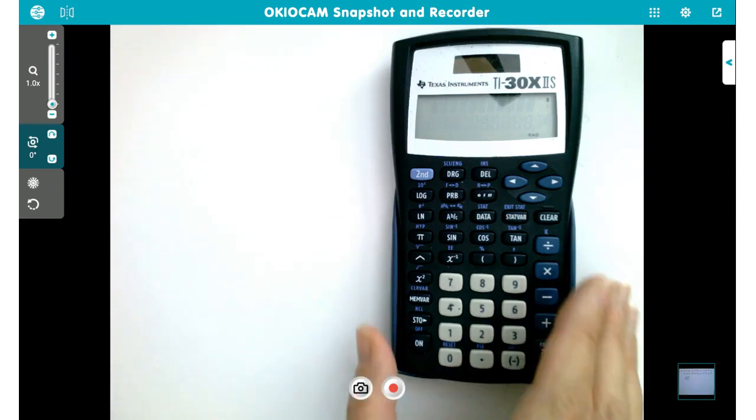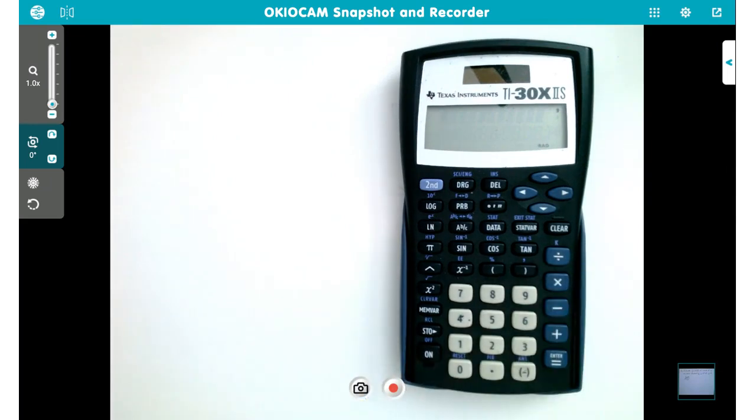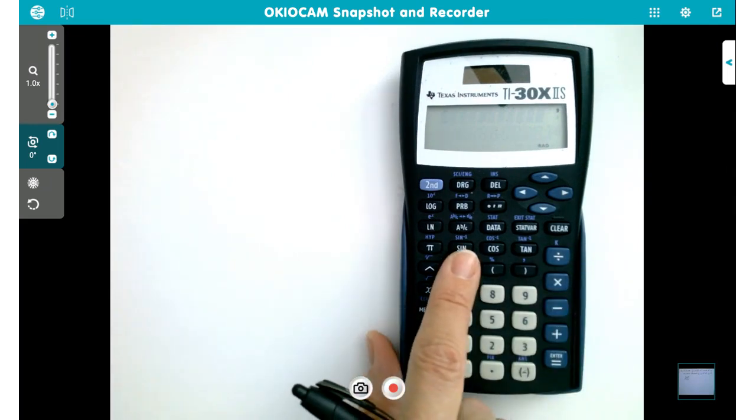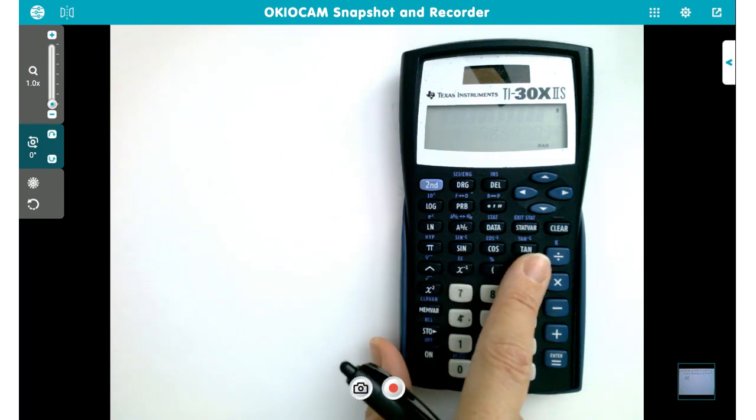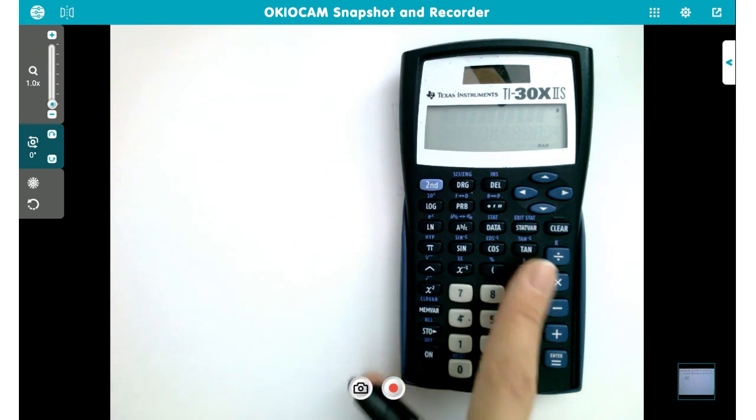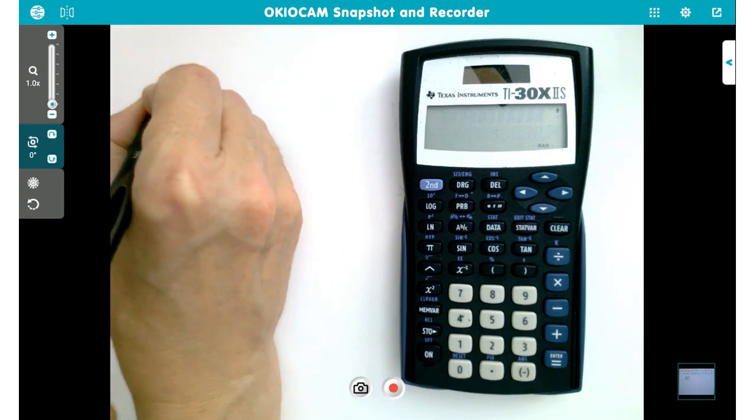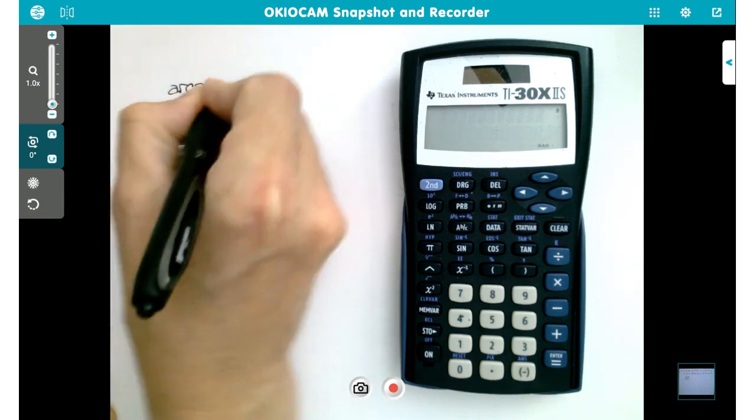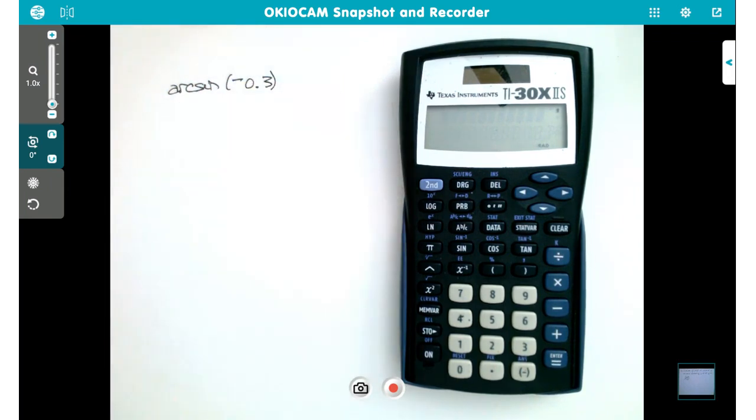Let's talk inverse trig functions on a calculator. To do an arcsine, an arccosine, or an arctangent, typically those are second functions above the sine, cosine, and tangent on a scientific calculator. That's true for this one. So if I want to find, say, the arcsine of negative 0.3, that's not one that I can look up on the unit circle. That's not an angle that we know, but the calculator can help with that.